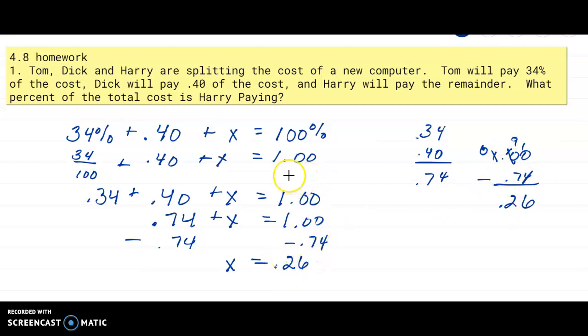So that tells me that Harry's paying 0.26 of the amount, but they're asking for it as a percent. So 0.26 equals 26 over 100, which is equal to 26%.